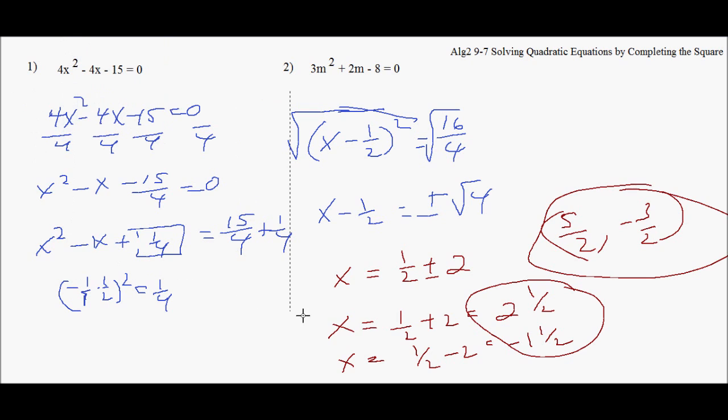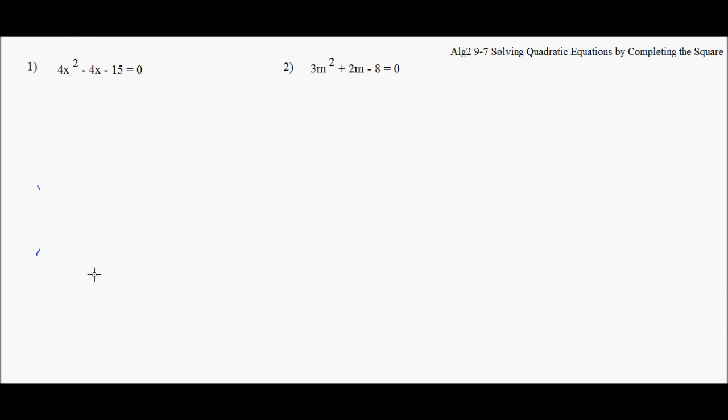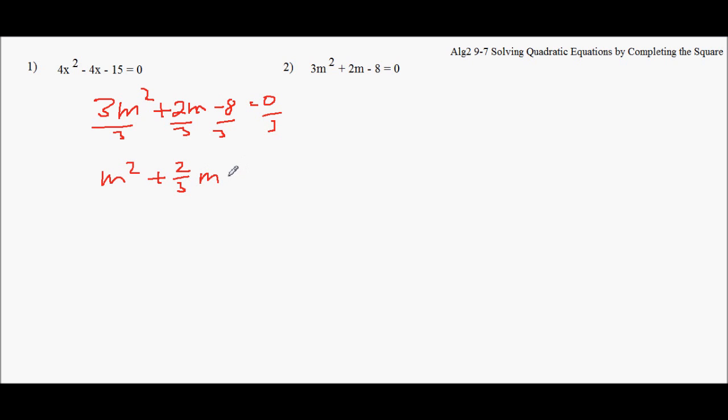Okay, so let's try this next one. 3m squared plus 2m minus 8 equals 0. Divide everything by 3. I get m squared plus 2/3 m minus 8 over 3 equals 0.